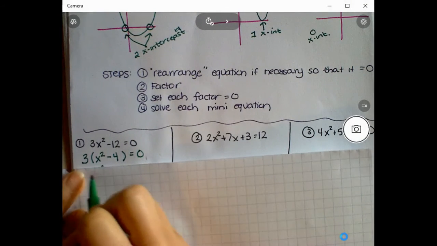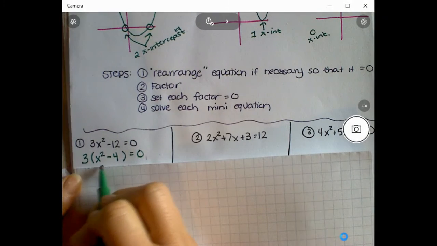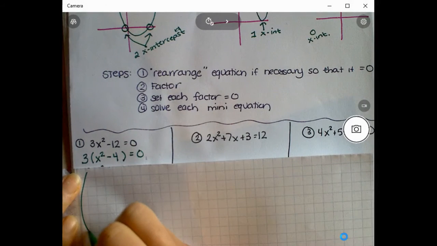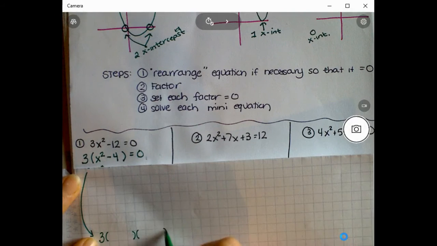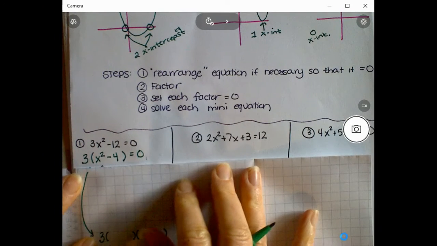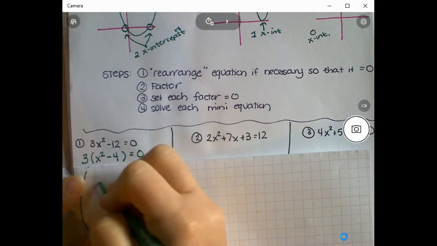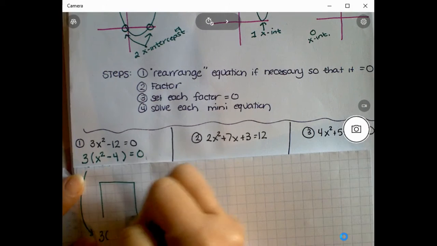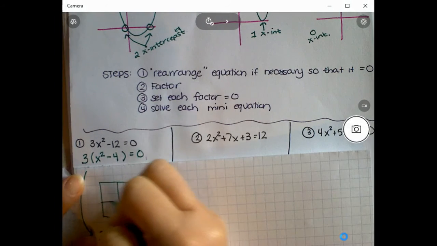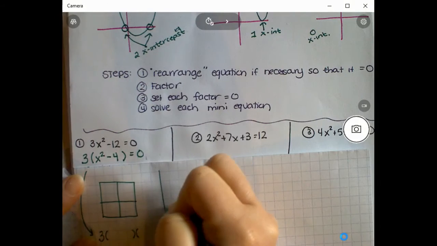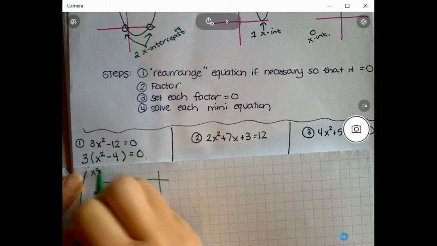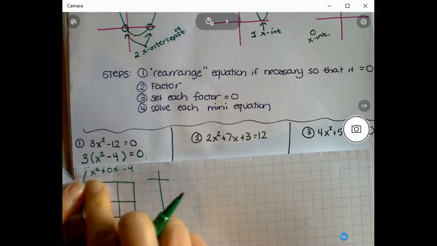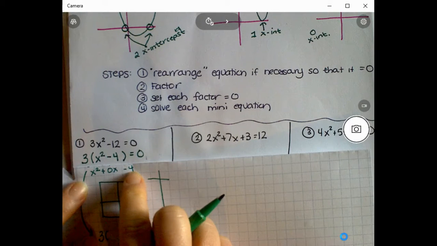In class, what we did was we said, okay, we're ready to factor. So we would take this and set up the answer. We know we're going to have 3 times something times something. We're going to make a box and a t-chart. Instead of having x squared minus 4, we're actually missing a term. So I'm going to fill it in: x squared plus 0x minus 4.